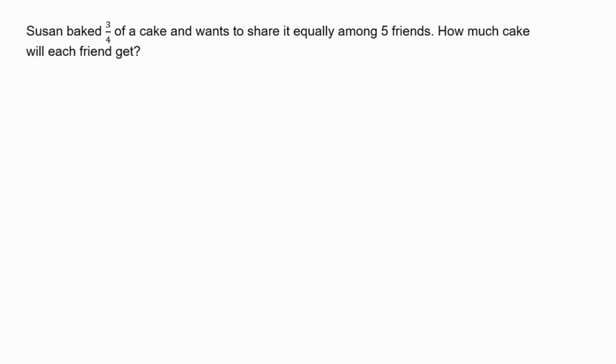So this is a worded problem that says Susan baked 3/4 of a cake and wants to share it equally among 5 friends. How much cake will each friend get? So the word share just means that she's dividing this cake. She's baked 3/4 of a cake and she wants to divide it among 5 friends. So we are going to do 3/4 and we are going to divide this cake of hers among 5 friends. So 3/4 divided by 5.